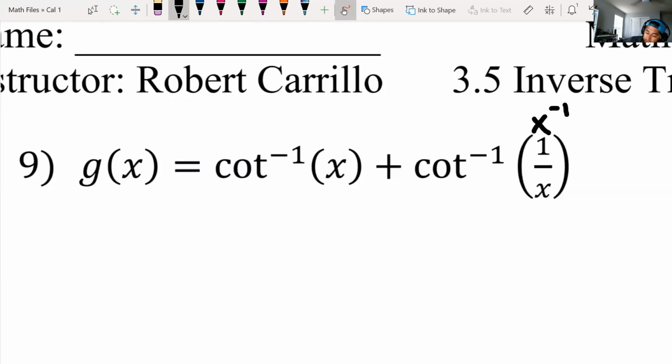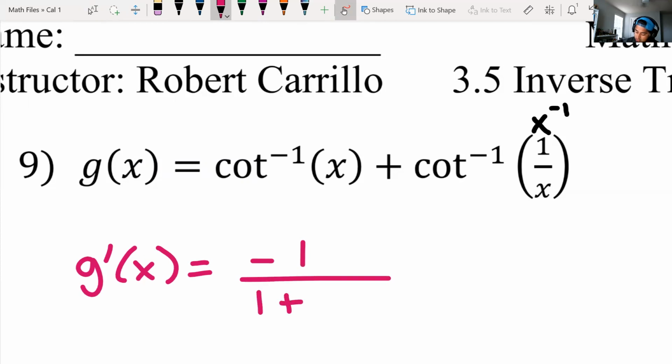Okay, so now we're ready for the derivative, which means that g prime of x, what is the derivative for the inverse cotangent of x? Negative 1 over 1 plus x squared. Plus, now we need the chain rule derivative for the inverse cotangent. So what is the derivative of x to the negative 1? Negative x to the negative 2.